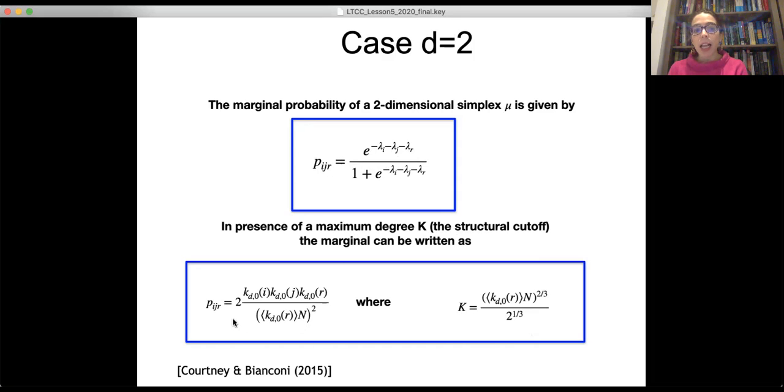And in the presence of a structural cutoff, this probability, which in general is not factorizing in i, j, and r, factorizes in the product of the generalized degrees of nodes i, j, and r. And here the structural cutoff can allow us to look at a larger generalized degree with respect to a simple graph, and we can go up to n to the 2/3.